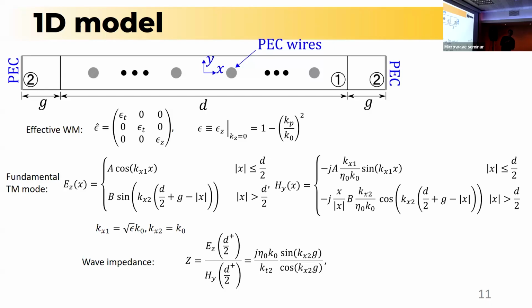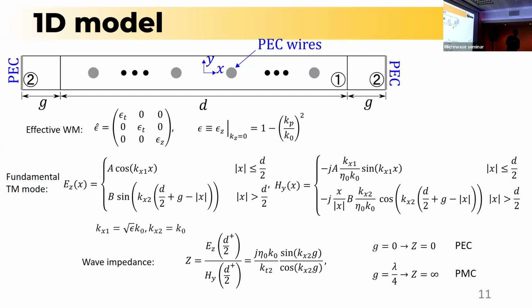And we can also derive a wave impedance in this boundary between medium number 1 and medium number 2. This wave impedance gives an idea of what kind of boundary our wire media will be experiencing in this interface. So we have two particular cases for this impedance.